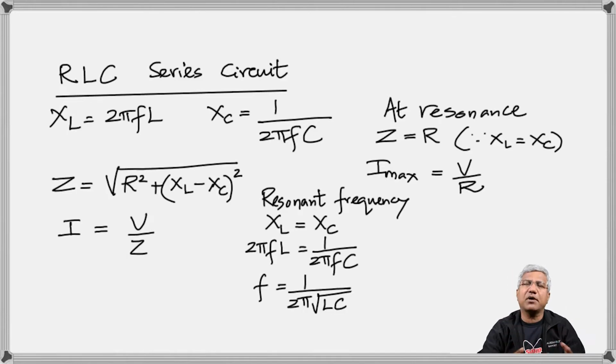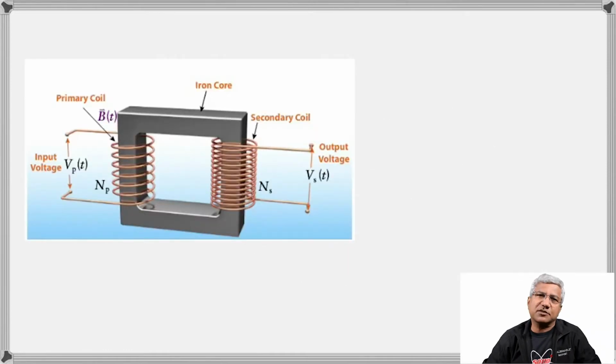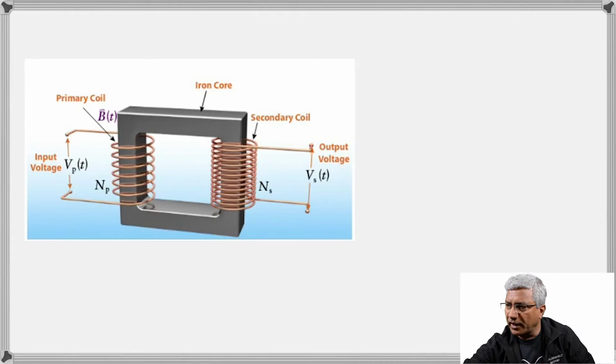So that is about the inductive reactance, the capacitive reactance, and the series LCR circuit. This is topic number 1. Topic 2, let's briefly look at a transformer. Remember that a transformer works on the principle of electromagnetic induction. And a transformer can only work on AC.